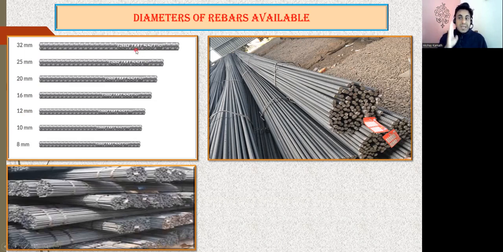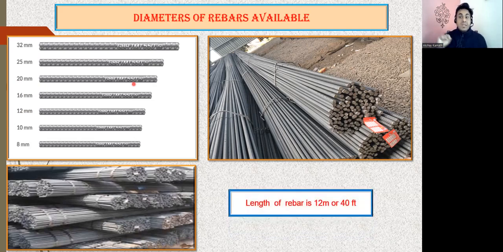TMT is thermomechanically treated. It's a treatment you give to the bar, and 500, 550, 600, 415 are the different grades of the bar. And another thing is that whatever bar is available in the market, the entire length of one particular bar is 12 meter or 40 feet. You can see this bar; this is the entire length of one bar. How much is it? It is 12 meter, or 40 feet.